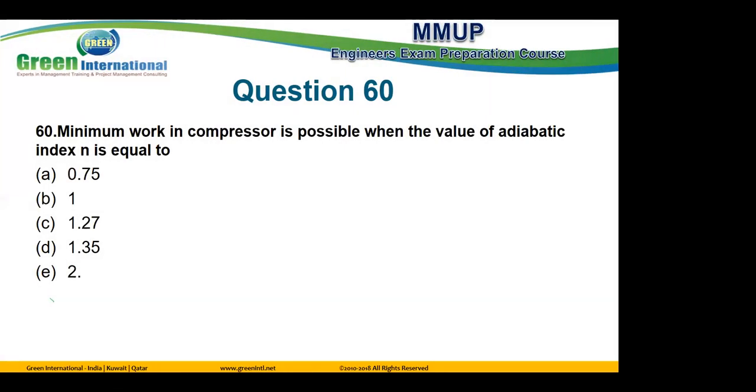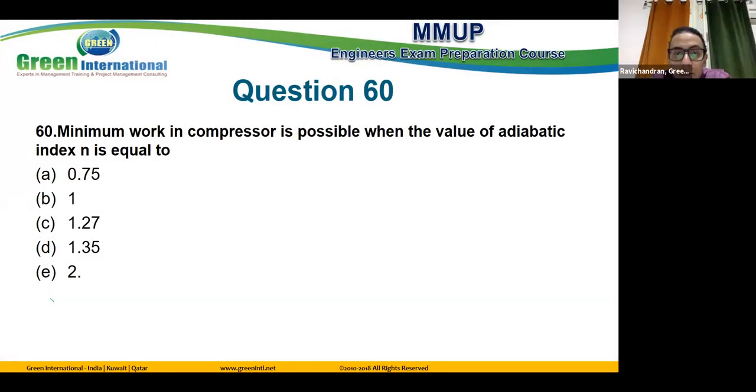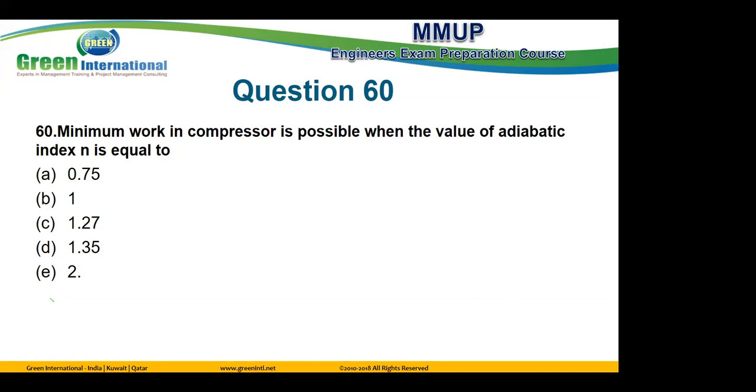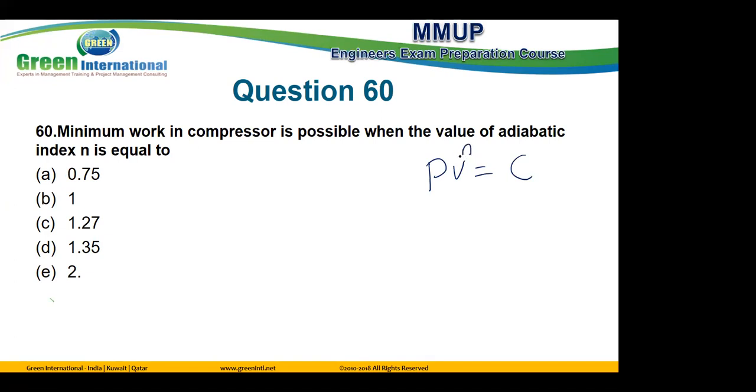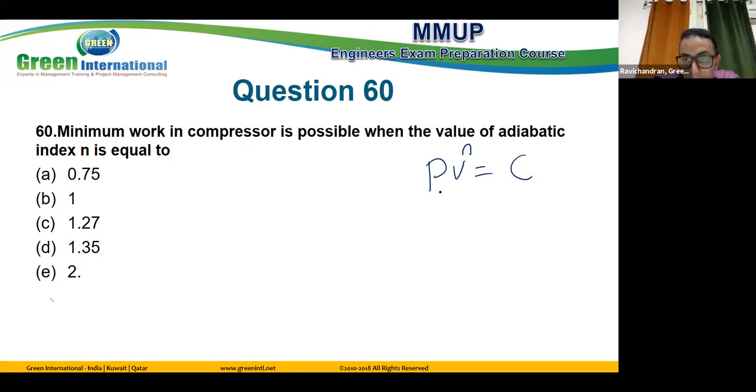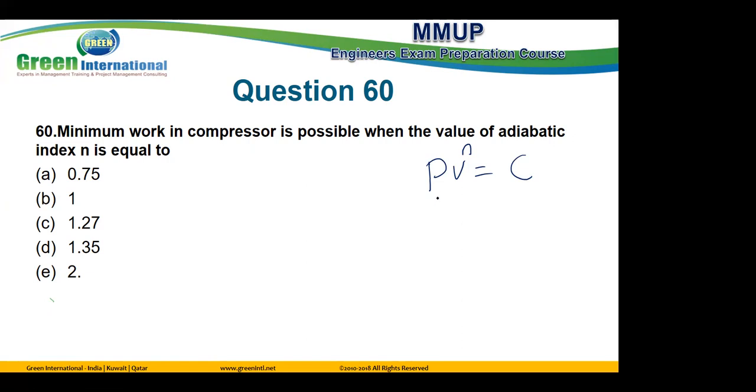This is a good question. Minimum work in a compressor is possible when the value of the adiabatic index n is equal to... you know about the adiabatic index? Actually, the equation for calculation of pressure is PV equals constant. The general one is PV to the power n equals constant. What is this n? The adiabatic index. Okay. When can we obtain minimum work, using this one for calculation of work?